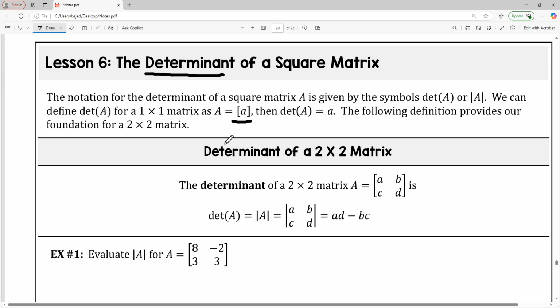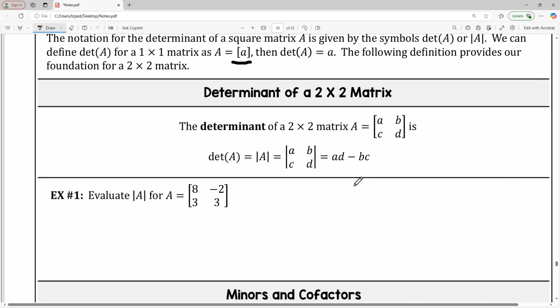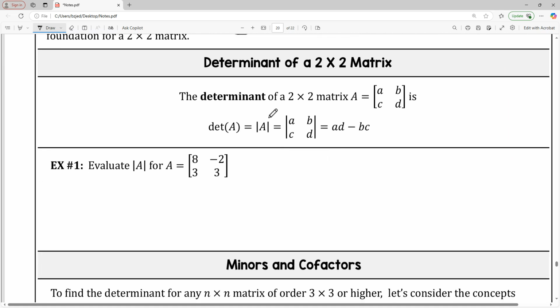If we have a 2 by 2 matrix, however, that's where it starts to get a little more fun. If I want to find the determinant of a 2 by 2 matrix, and let's say our matrix is A, B, C, D. So we have 4 numbers in there. I'm calling them A, B, C, and D. The way we write this is we write it as DET parenthesis A.